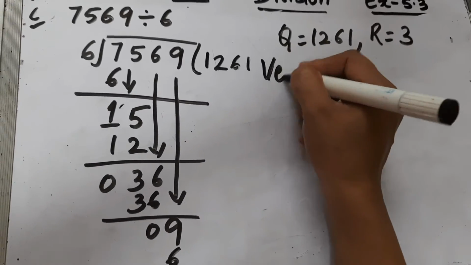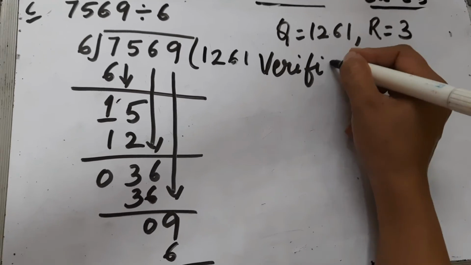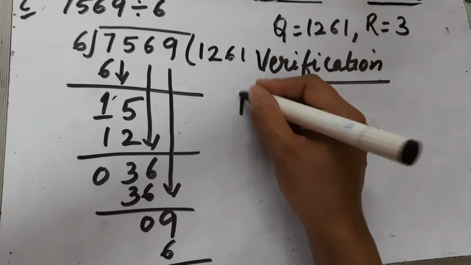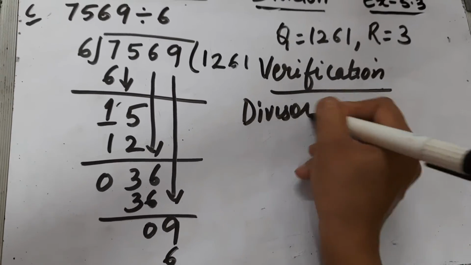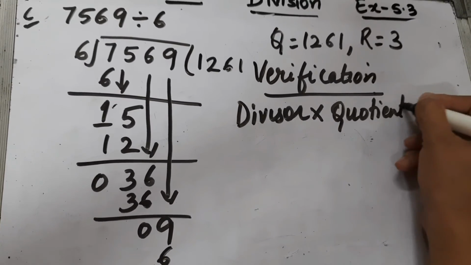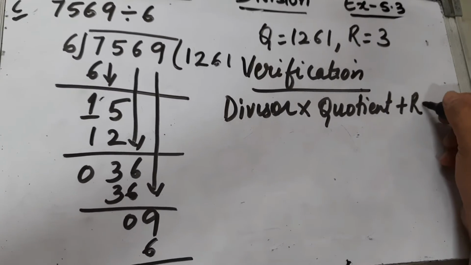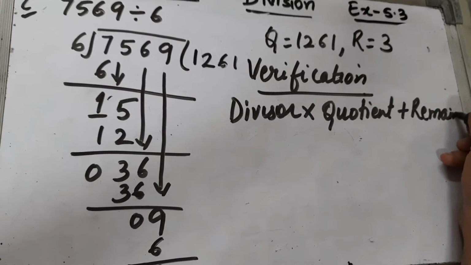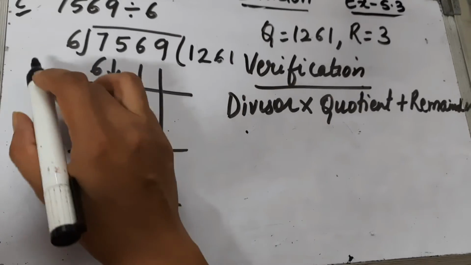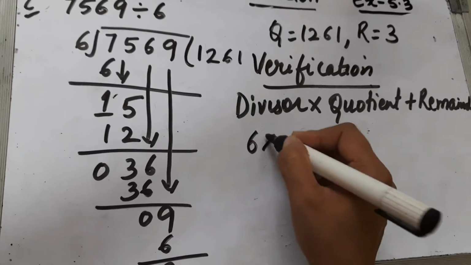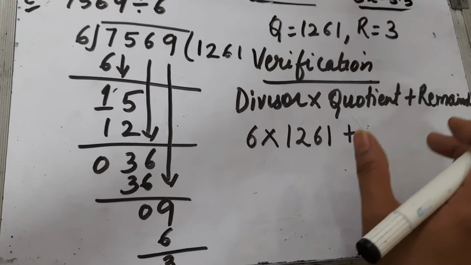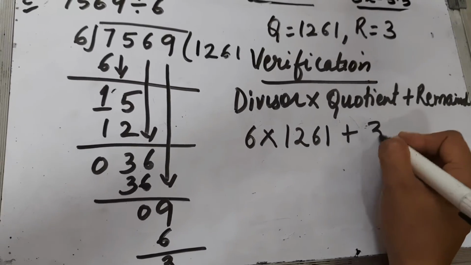Now we have to verify also. We have to verify whether our division is correct or not. And how do we verify? We multiply the divisor by the quotient and add the remainder to it. What is your divisor? Your divisor is 6. Your quotient is 1261 and in this product we have to add the remainder, and remainder is 3.